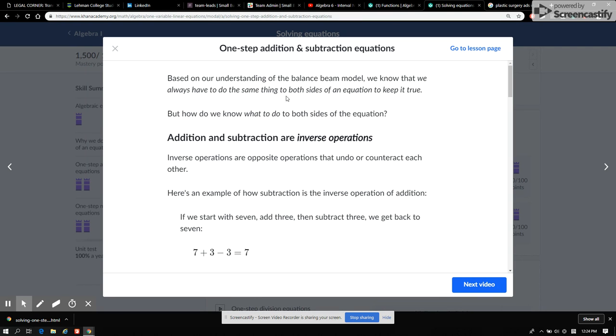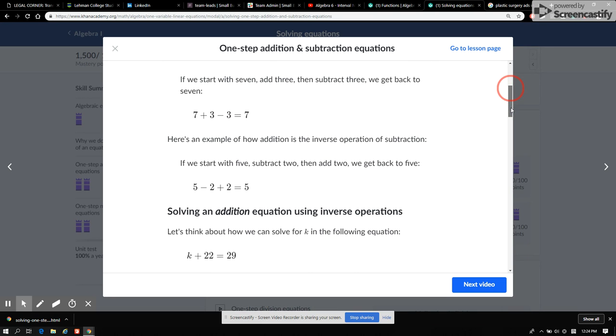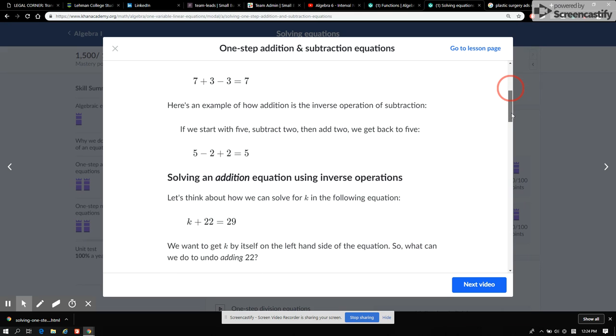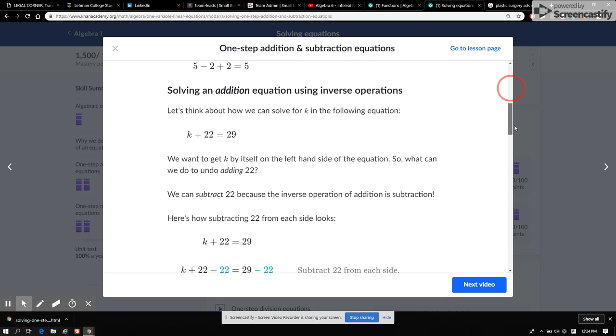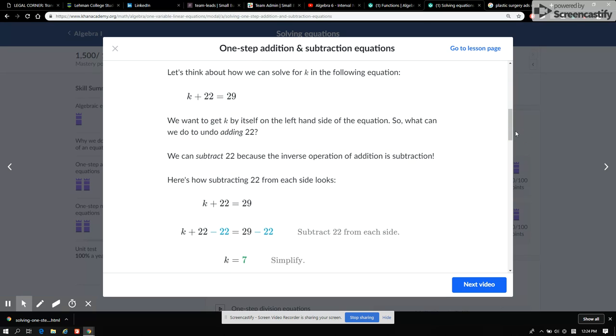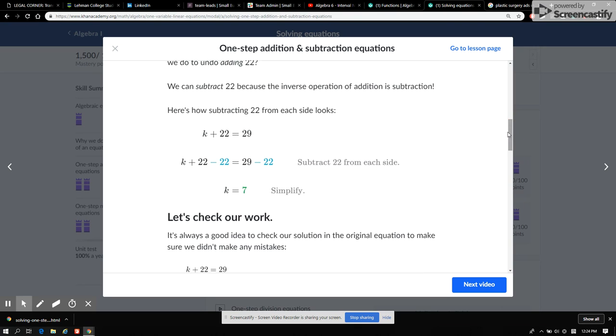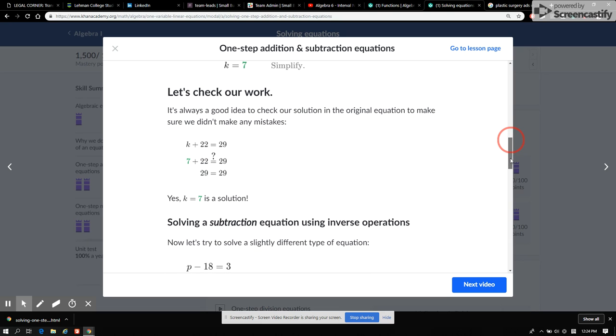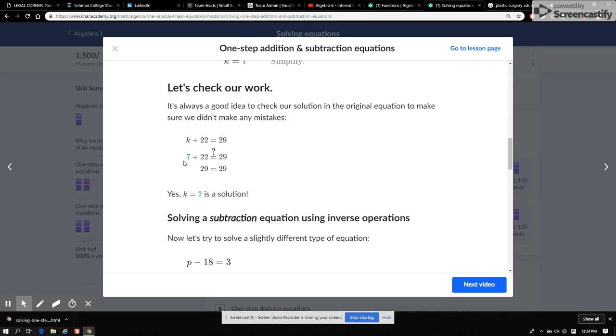So here they have a reminder of how the process works, an explanation of how the process works, and an example. So here's an example of a possible equation: K plus 22 equals 29. We want K by itself. Now, how do we do that? It says here we can subtract, and then they actually show it out, and then that's the answer. Then we check the work by plugging the number in and doing it this way.